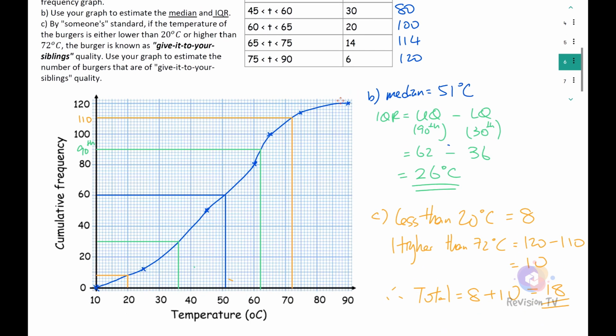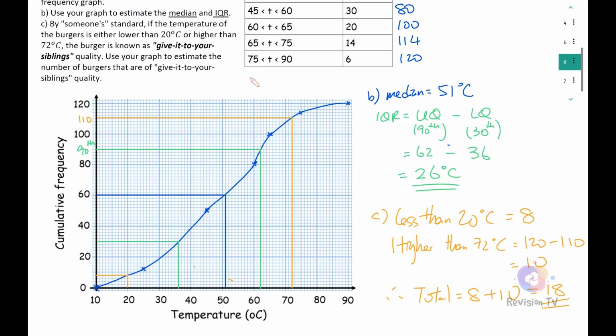So draw a curve. To find the median, there are 120 numbers in there. Half of it is 60. So 60, read right down, is 51 degrees. The IQR is the upper quartile minus the lower quartile. The upper quartile is 3/4 of it. 3/4 of 120 is 90. So draw a line across, read down, 62. Lower quartile, a quarter times 120, 30. So the 30th, draw a line across, read down, 36. So for the IQR, 62 minus 36, you get 26 degrees.